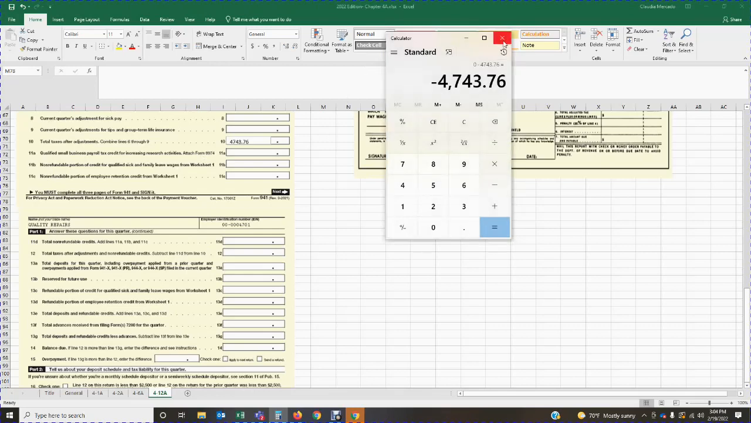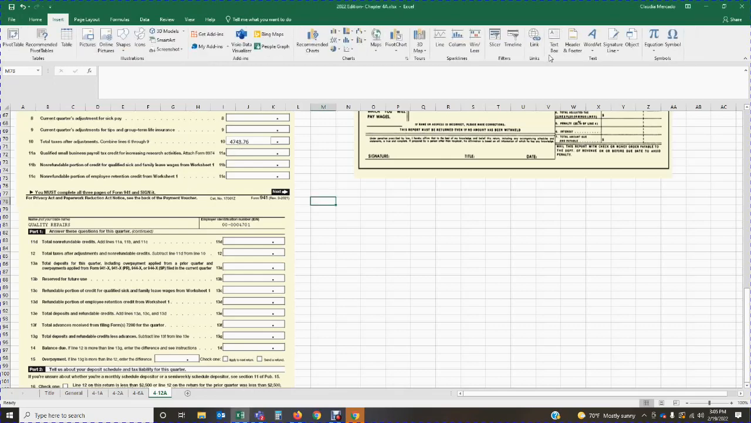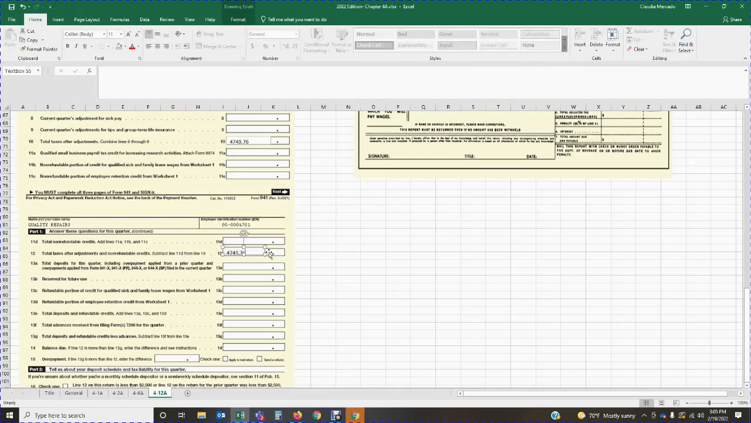So we have an amount of, what does it say? Number 10 or number 12. I'm sorry. Okay. So line number 12, subtract line 11D from line 10. In 11D we have 0. In 10 we have 4743.76. So we're going to bring that down to line number 12. Okay, 4743.76.